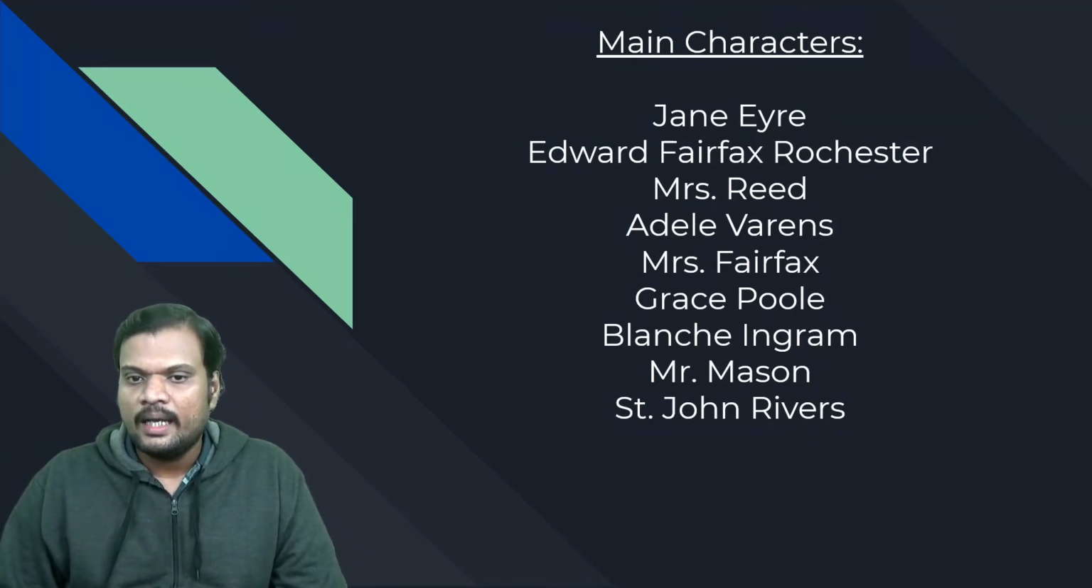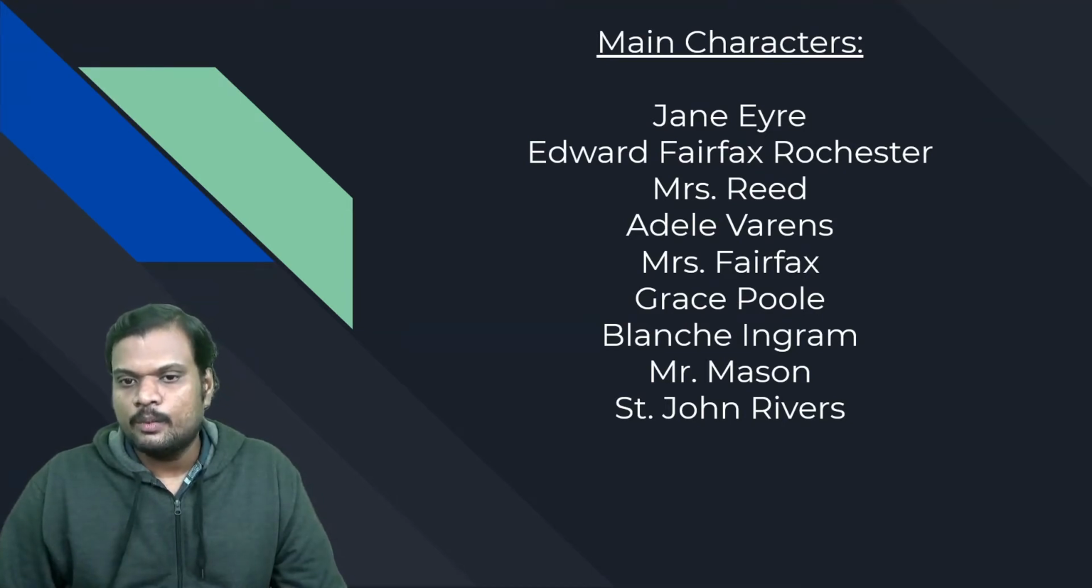Blanche Ingram is a snobbish woman who loves Rochester. She is beautiful and self-assured. Mr. Mason is a mysterious visitor to Thornfield Manor and he comes from the West Indies. And finally, St. John Rivers is a clergyman from the parish of Morton. He befriends Jane in the novel.